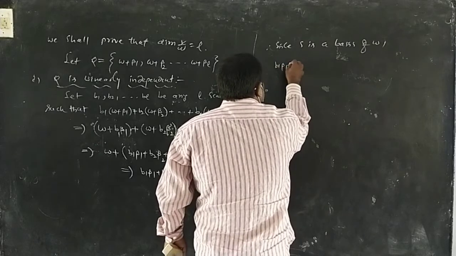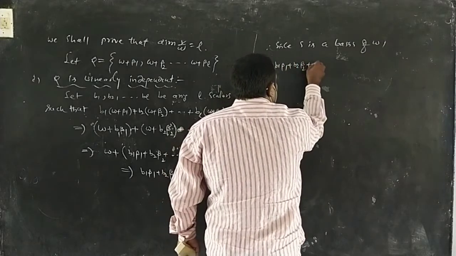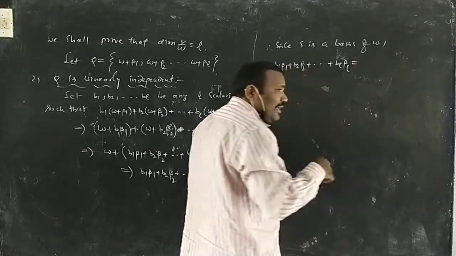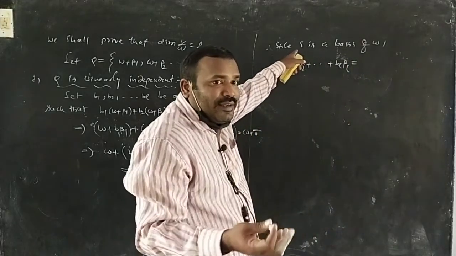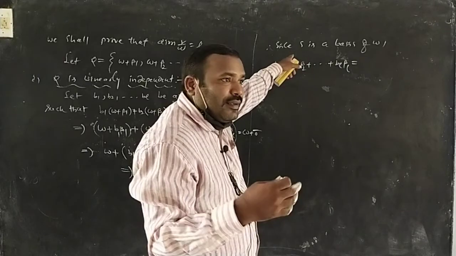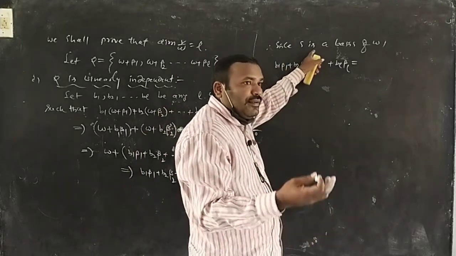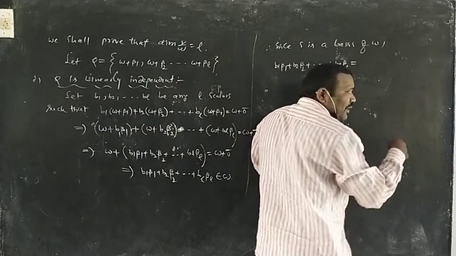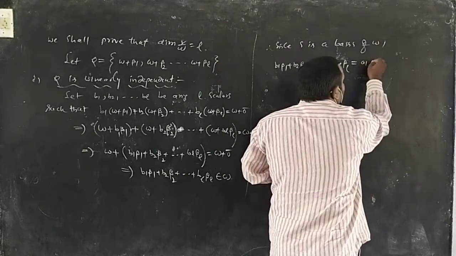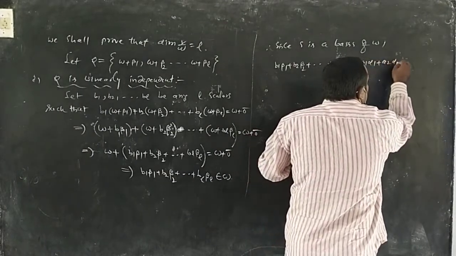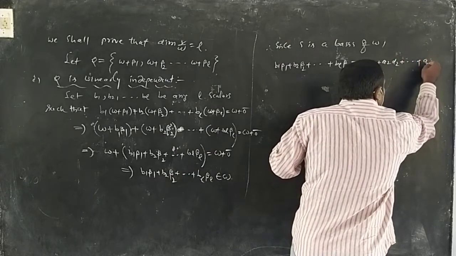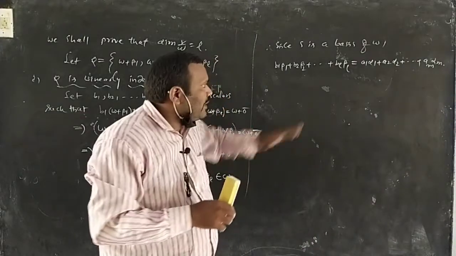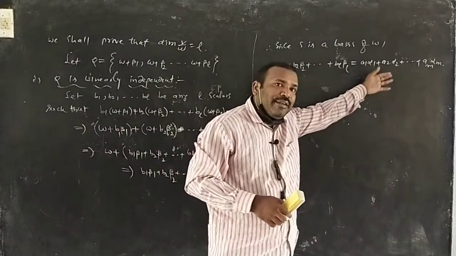B1 beta 1 plus B2 beta 2 plus and so on plus BL beta L is equal to, what are the elements of S? Alphas. How many alphas are there? M alphas are there. So you take M scalars. Let them be A1, A2, and so on, AM. A1 alpha 1 plus A2 alpha 2 plus and so on plus AM alpha M. This vector is expressed as a linear combination of elements of S.